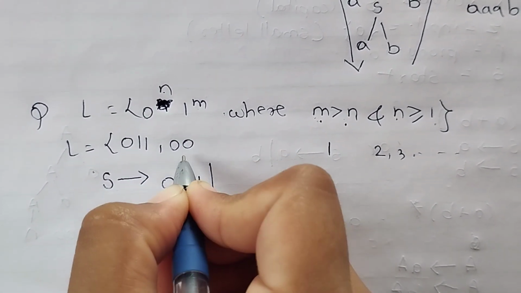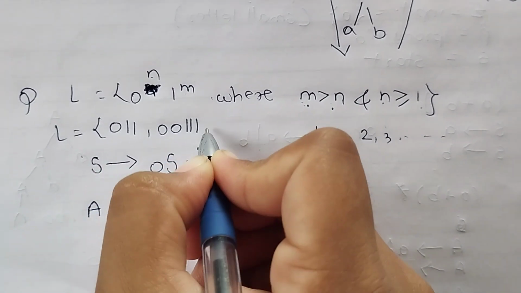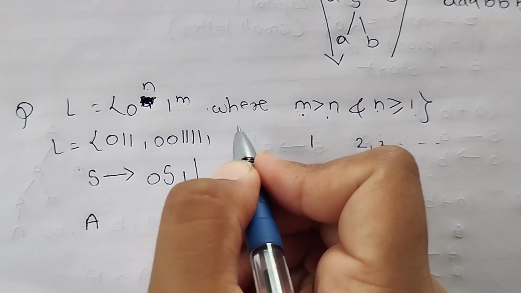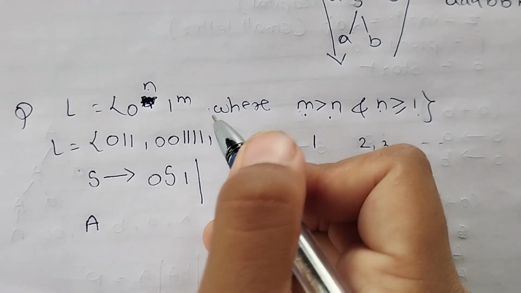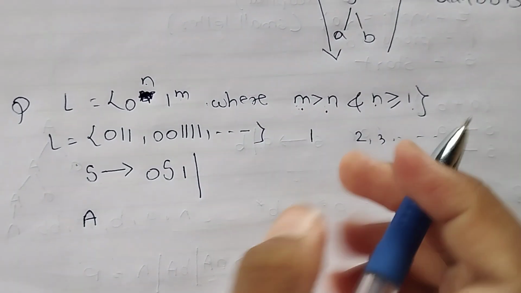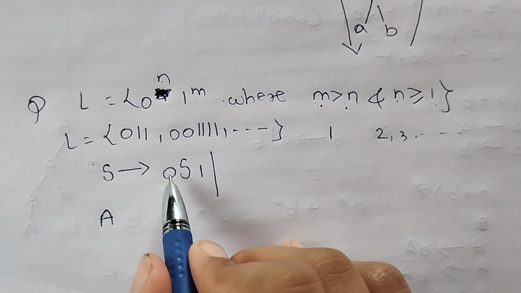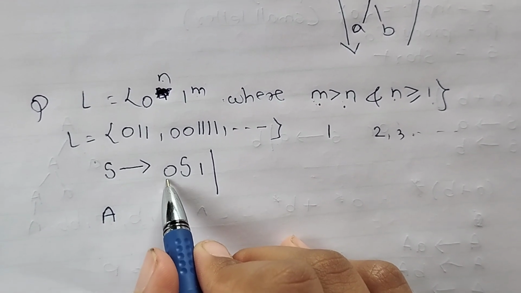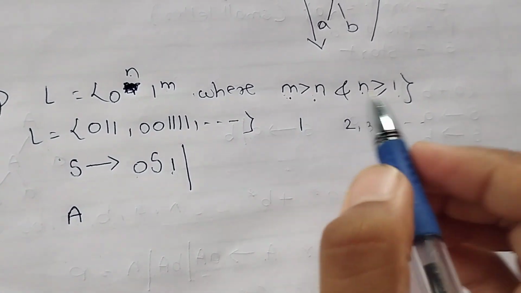Then if we take 2 times 1, then 3 times 1 or 4 times 1 can become, but 2 is not a correct language. This is wrong. So here we write the language with n number of 0s, then n number of 1s come. I hope all of you get the idea.